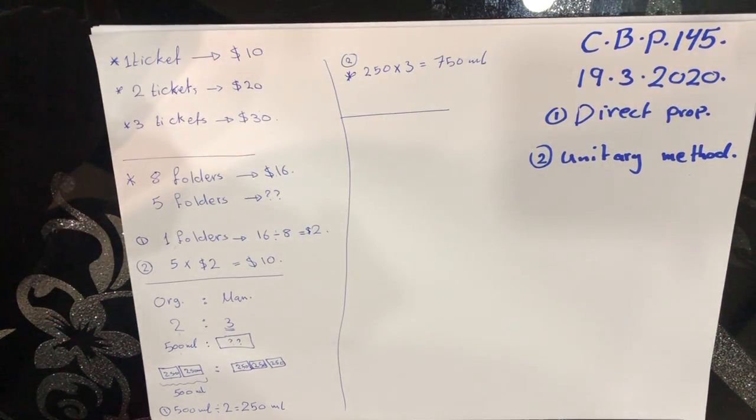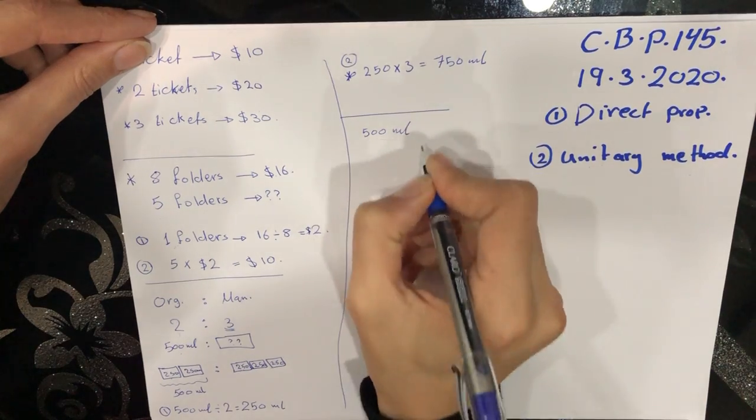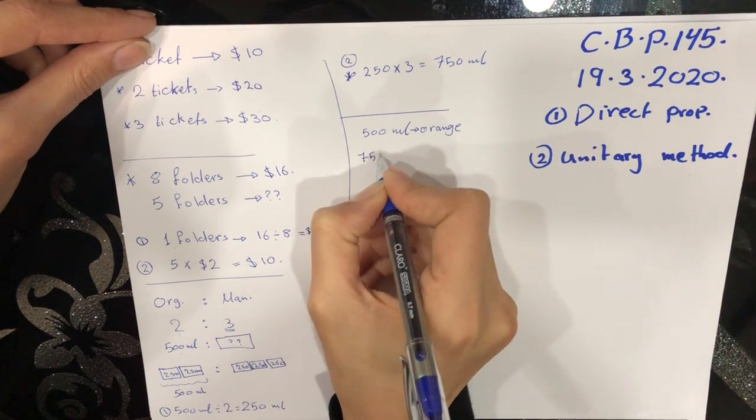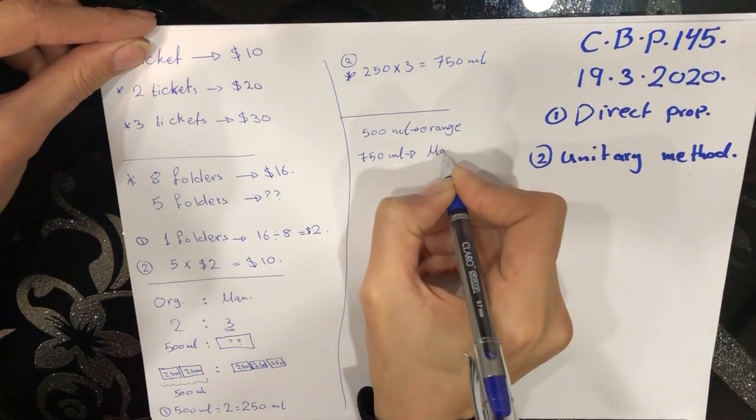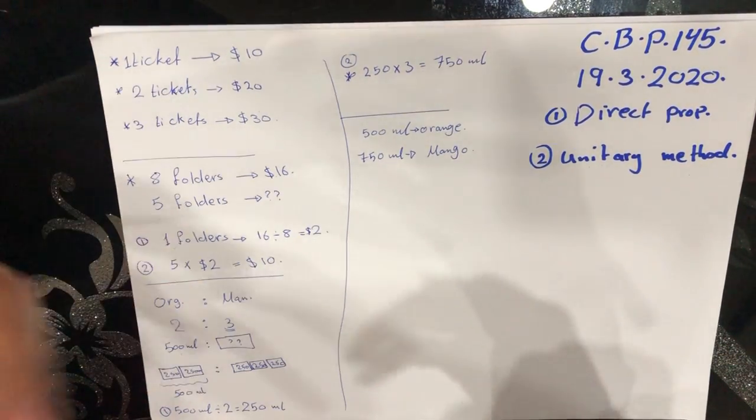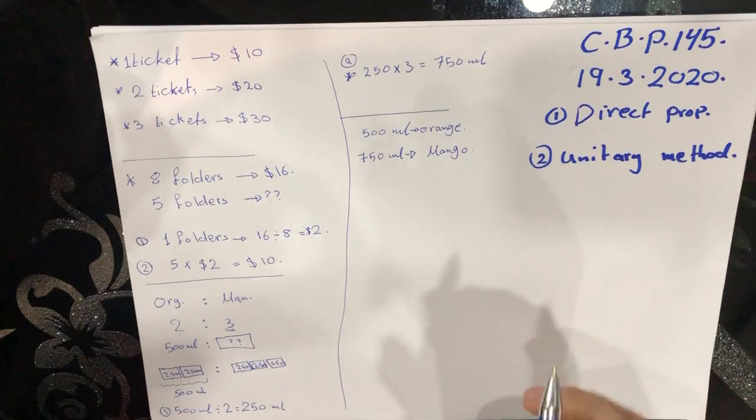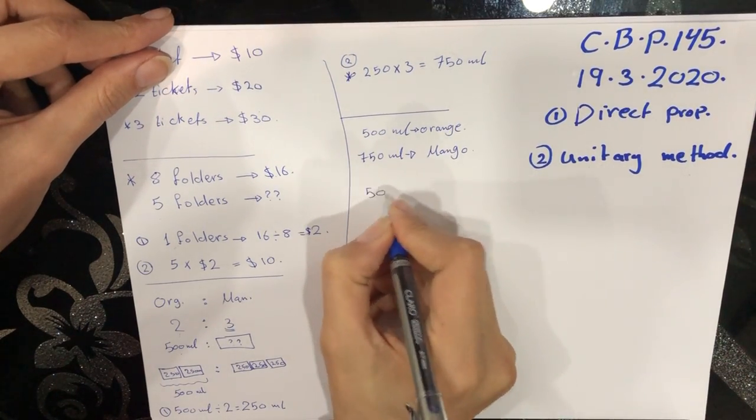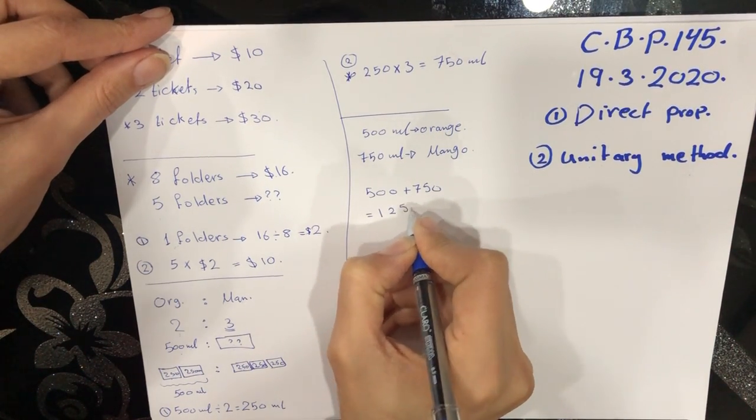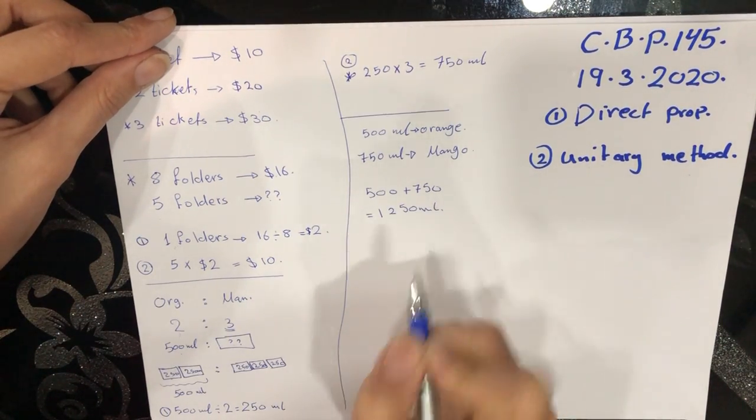Now, the second part of this question, he is asking me to find how much drink is there altogether. In this juice, I have 500 milliliters of orange juice and 750 milliliters of mango juice. So, to find out the total amount, you will need to add the number of milliliters of both orange and mango juice. So we'll say 500 plus 750, it'll be 1,250 milliliters.